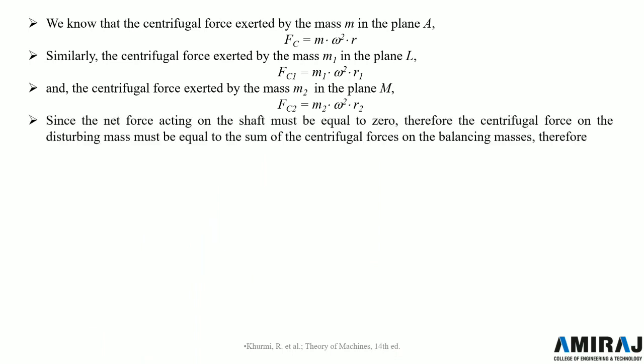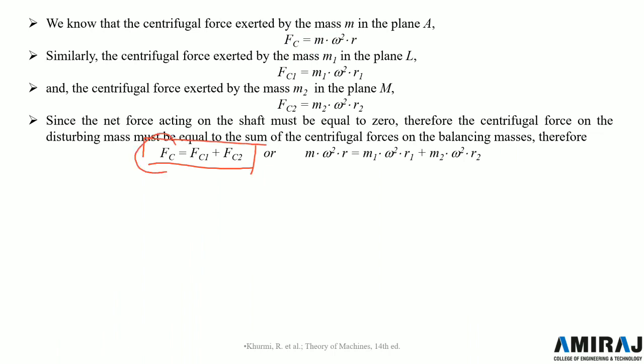Since the net force acting on the shaft must be equal to 0, जो नेट फोर्स शाफ्ट के ऊपर लग रहा है वो इक्वल टू 0 होना चाहिए। Therefore the centrifugal force on the disturbing mass must be equal to the sum of centrifugal force on balancing masses। यानी कि ये जो सेंट्रीफ्यूगल फोर्स है वो इन दोनों के सम के इक्वल होना चाहिए। So here we can write Fc is equal to Fc1 plus Fc2.